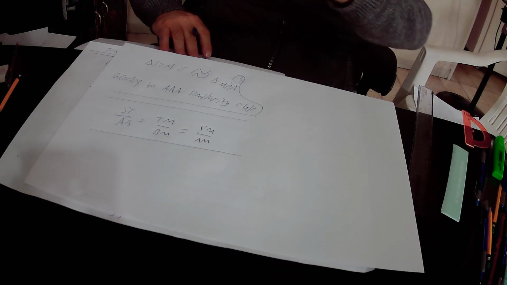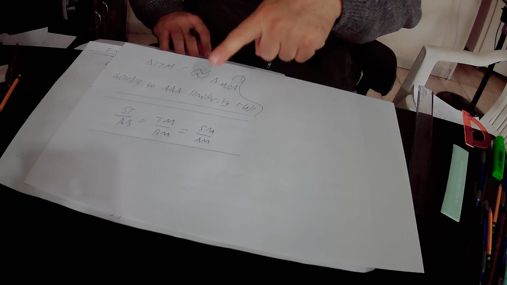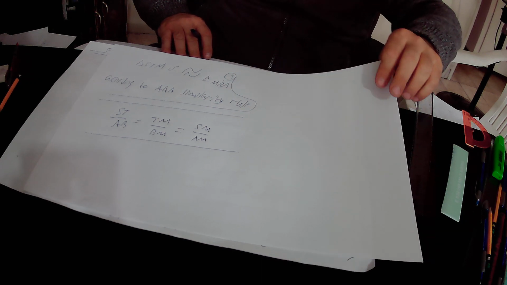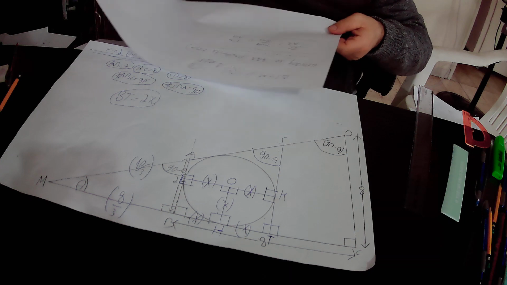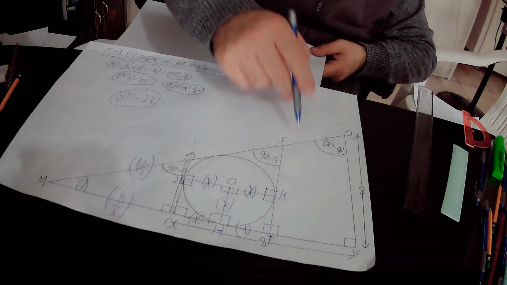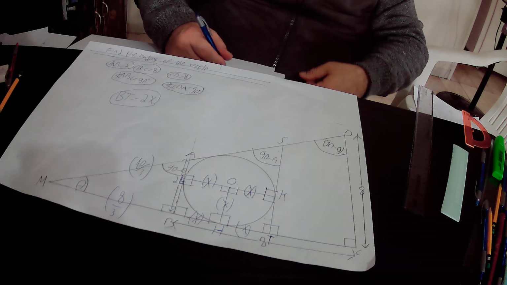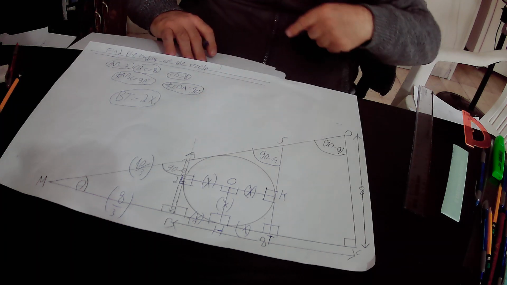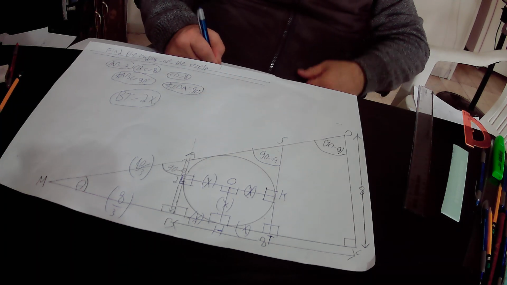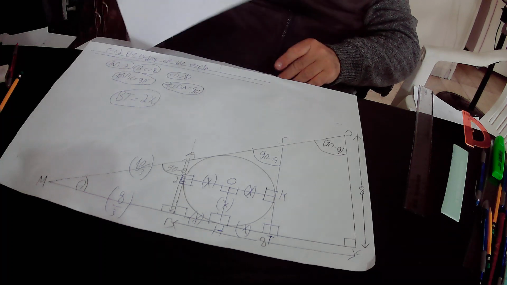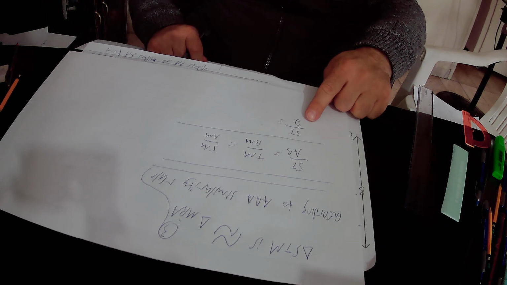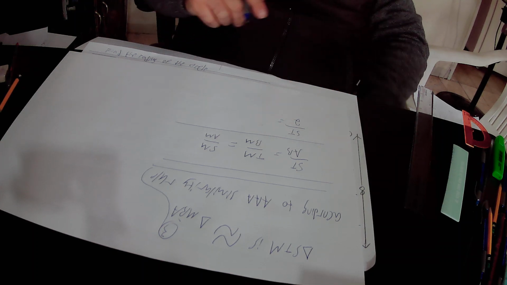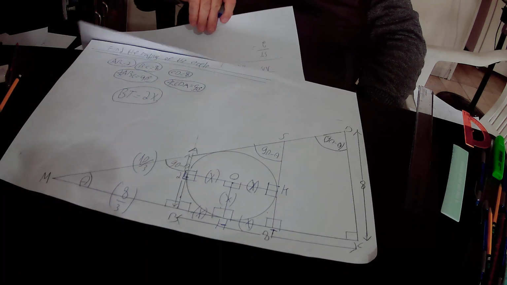So, in conclusion, we found out that ST over AB equals TM over BM, and it is also equal to SM over AM. ST is the missing side, so we leave it as it is, over AB. AB is 2, so we substitute AB by 2. And it is also equal to TM over BM. What is the length of TM?